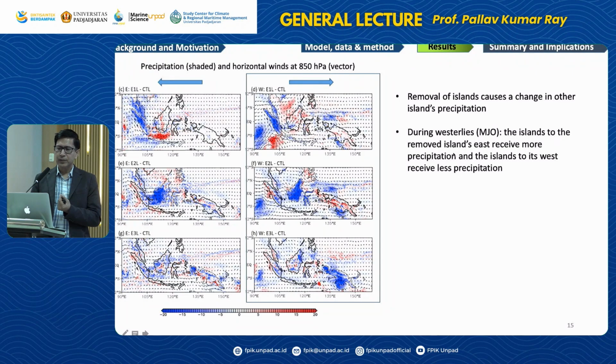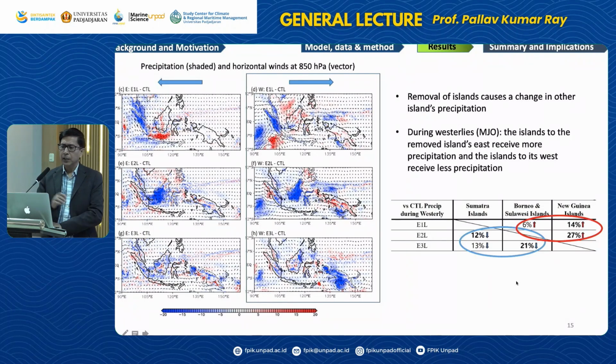The islands to the east of the removed island receive more precipitation, and the islands to its west receive less precipitation. And I'll explain why. For example, when you remove Borneo here, what you will notice is that there is more precipitation over New Guinea. Very, very clear signal. And if you look closely, what we found is that there is actually less precipitation over Sumatra, and we'll explain why that is the case.